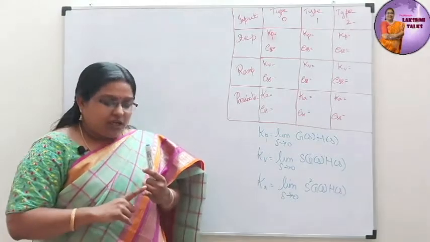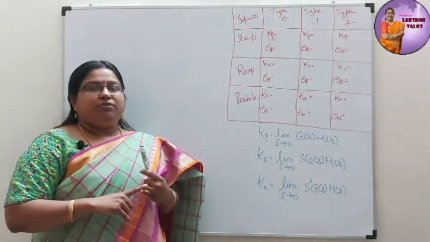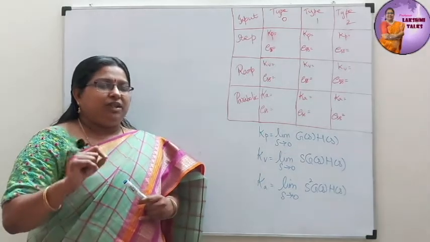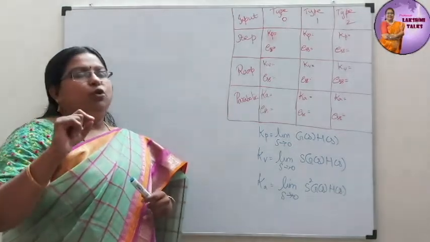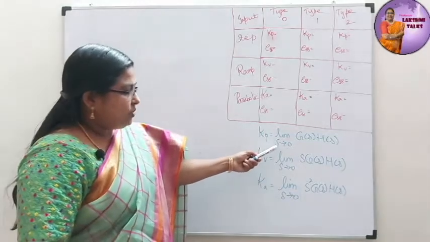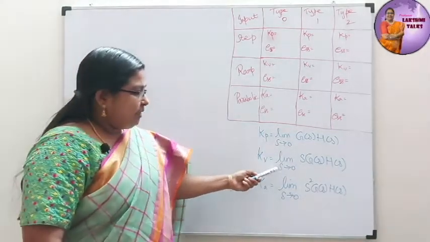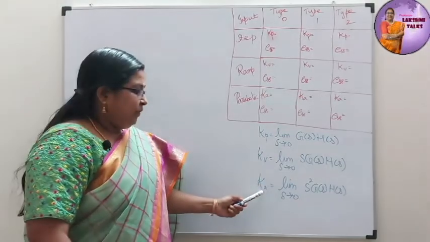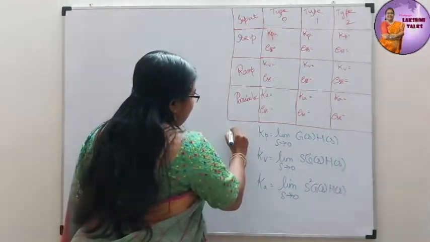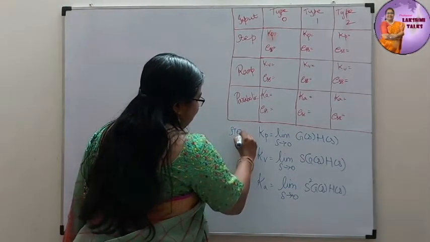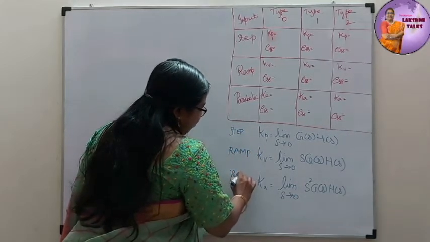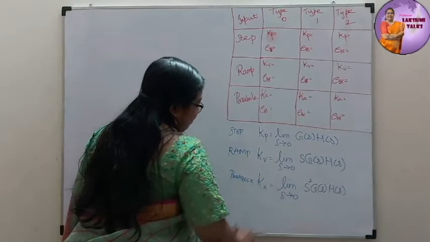And we have already seen how the steady state error varies for different types of standard inputs: unit step, unit ramp and unit parabolic. Now we will see how it varies with respect to the type of open loop transfer function. We already know that Kp is limit s tends to 0 of G(s)H(s), Kv is limit s tends to 0 of sG(s)H(s), and Ka is limit s tends to 0 of s square G(s)H(s). Kp is for unit step, Kv is for ramp, and Ka is for parabolic.